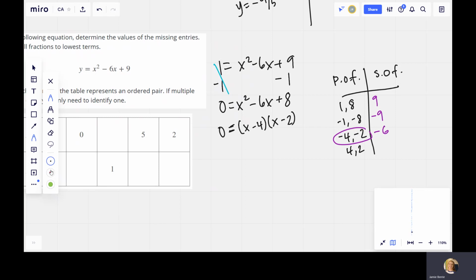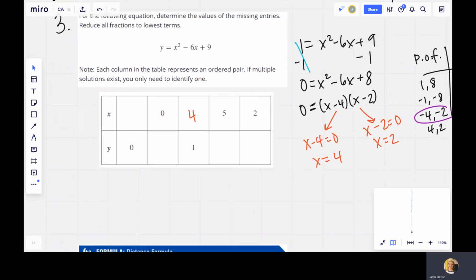Super easy from here. All we have to do is just split these little guys up, set them each equal to 0. And it says if multiple solutions exist, we just need to identify one. So you could pick either one here. So if you add 4 to both sides, that gives you x equals 4. And over here, you get x equals 2. So just pick one of those. Either one will work. Just going to put 4 there.